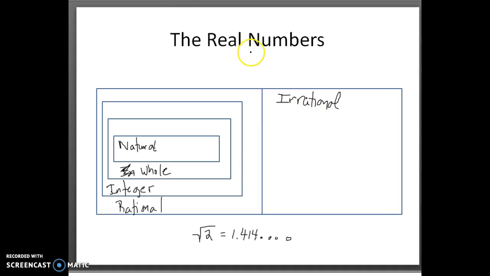So real numbers either are rational or they're irrational, okay? So if a real number is irrational, it fits in this box. So examples: square root of 2, square root of 7, square root of 15.